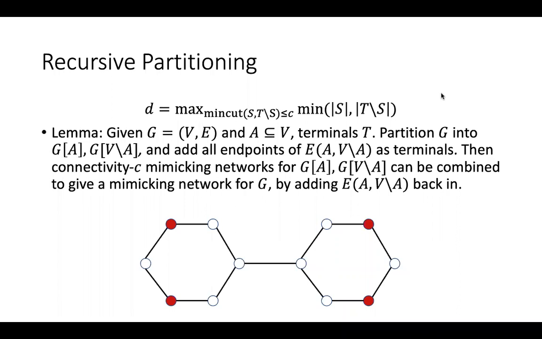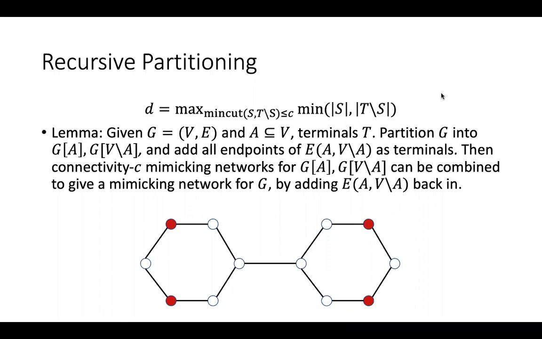Given a graph G with some vertices V and edges E, and some subset A of the original graph, so A is a subset of V, and terminals T, if you partition the graph G into A and V minus A, and then you add all endpoints of the cut edges as terminals, then if we recursed on the vertices A and V minus A separately, built mimicking networks for them, and then took their union plus all the cut edges, then we'll have a mimicking network of the whole graph. So that's a lot. Let me try to give an example.